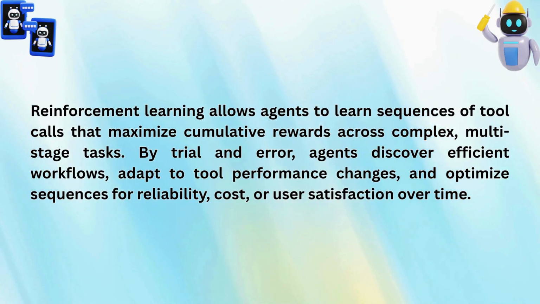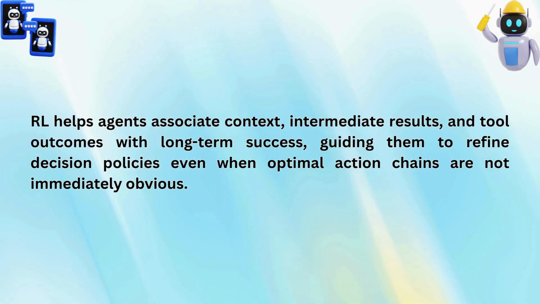Reinforcement learning allows agents to learn sequences of tool calls that maximize cumulative rewards across complex, multi-stage tasks. By trial and error, agents discover efficient workflows, adapt to tool performance changes, and optimize sequences for reliability, cost, or user satisfaction over time. RL helps agents associate context, intermediate results, and tool outcomes with long-term success, guiding them to refine decision policies even when optimal action chains are not immediately obvious.